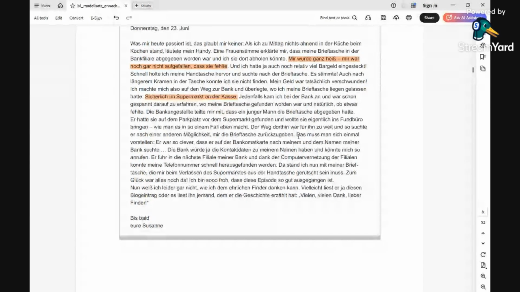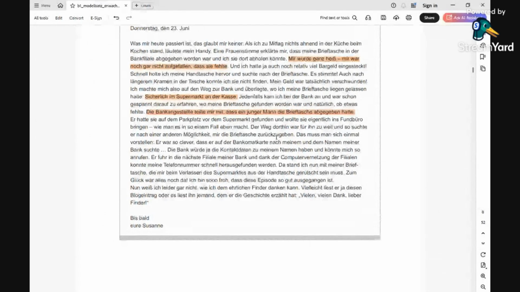So, as we have read so far, I'm going to underline this part here. I'm going to highlight that part. So after she was thinking to herself, like maybe she left her purse at the supermarket, at the cashier, and then she reaches the bank, and then the Bankangestellte here is the person, those people who work at the bank. Yeah, so they tell her that it's a younger man. So the finder was a man, a very young man. So a young man is the person who brought the bag to the bank.